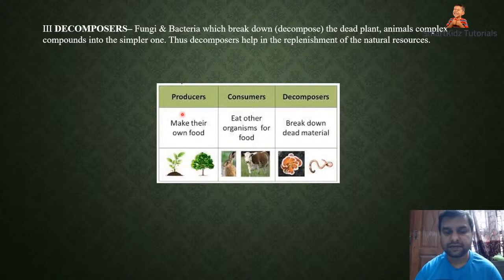Here you see the difference. Producers, which make their own food, include plants. Consumers, which eat other organisms for food, include your herbivores, carnivores and omnivores. And then you have the decomposers, which break down dead material exclusively.